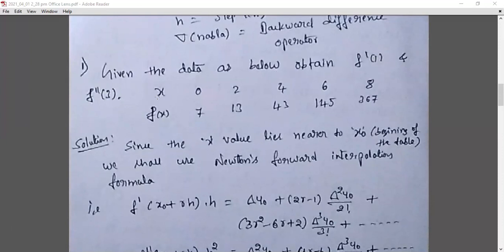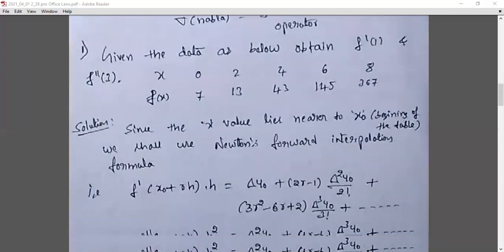So this is the data where the values of x are 0, 2, 4, 6, 8, and the corresponding values of the function y equal to f of x are 7, 13, 43, 145, and 367. Since you have to find the derivative at x equal to 1 and at x equal to 3, and both these values 1 and 3 lie near the beginning of the table, that is, closer to the value of x naught, we're going to use Newton's forward interpolation formula.